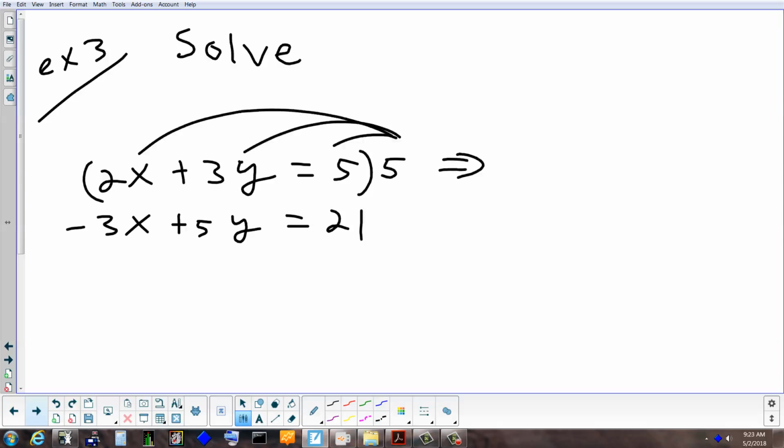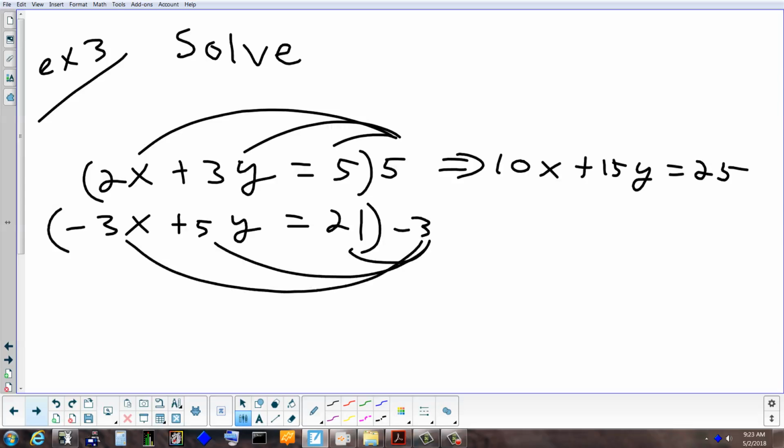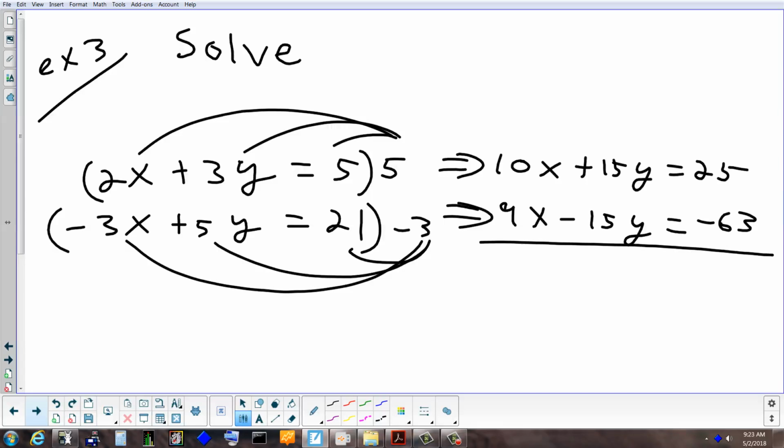So now we've got 10x. You got to do it everywhere, not just where you want to do it, the whole thing. Plus 15y equals 25. And now that she made that decision for the top, there is only one number to multiply the bottom by. What would Julie have? -3. We've got to go with -3. So now that's going to give me 9x, let's see, minus 15y equals -63. Okay, let's add those equations up and see what we get.